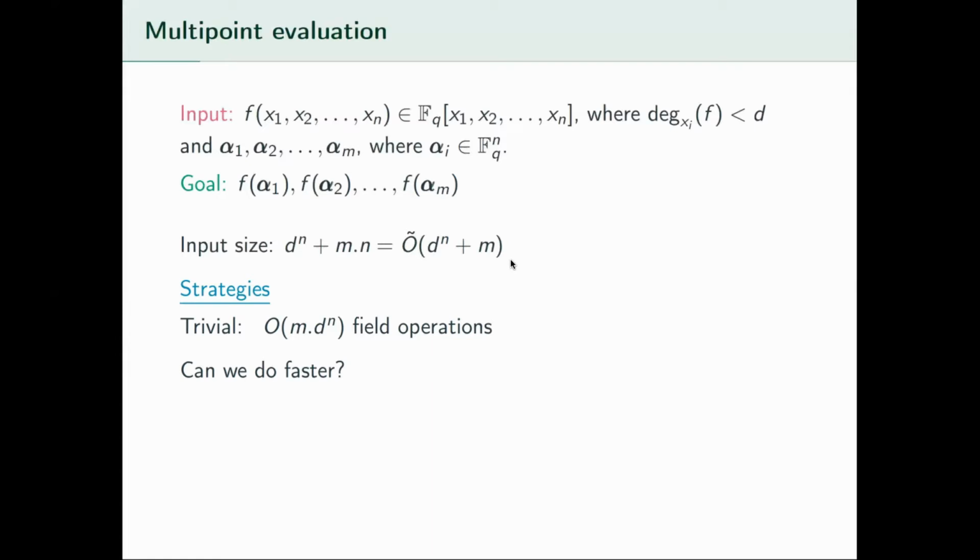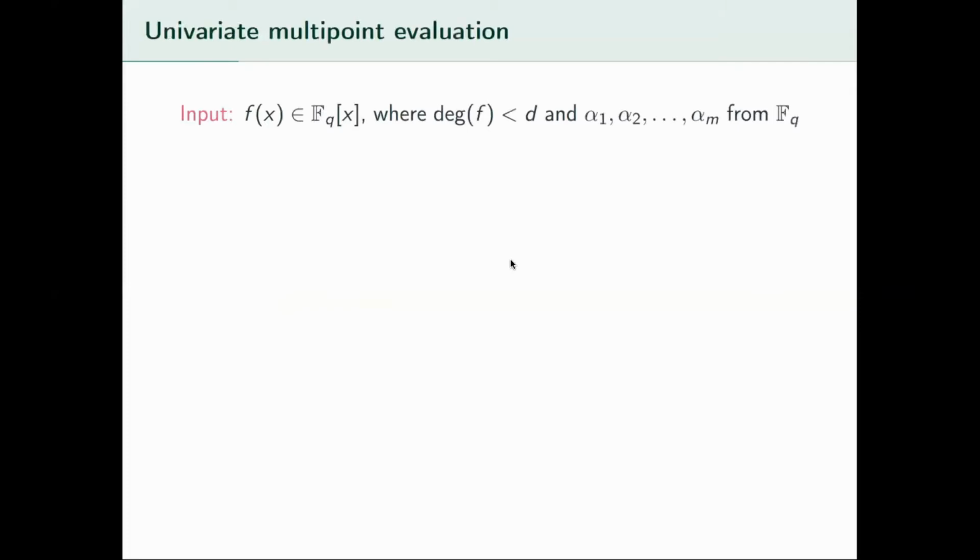Okay, so of course, a natural question would be: can we do faster? For a start, can we make it sub-quadratic? Or do we know any special case, let's say the univariate case, where we have some better understanding of this problem? Let's try to see what we know about the univariate case.